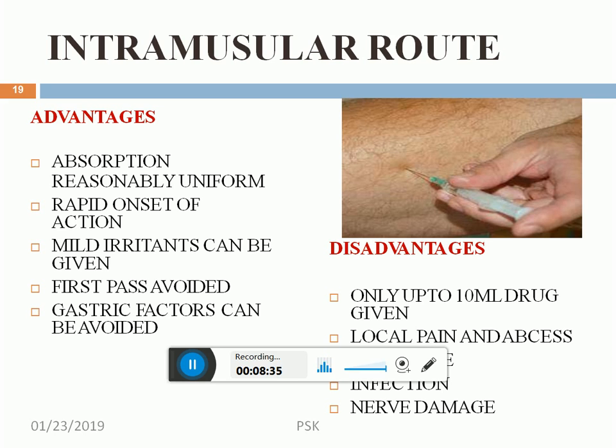So there will be some disadvantages in this way. Only up to 10 ml of the drug can be used. You cannot use a bulk amount like 20 ml or 30 ml of the drug via the intramuscular route; for that you can use an IV. There will be local pain, and sometimes an abscess may occur. Infection can occur at the site, and nerve damage can also occur.